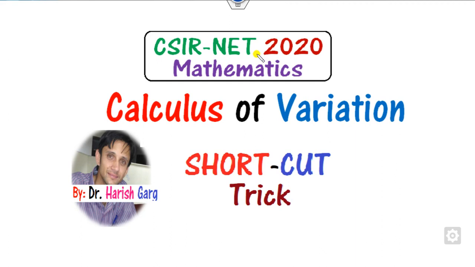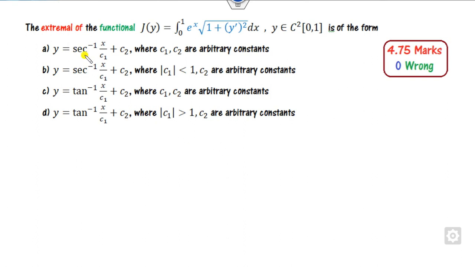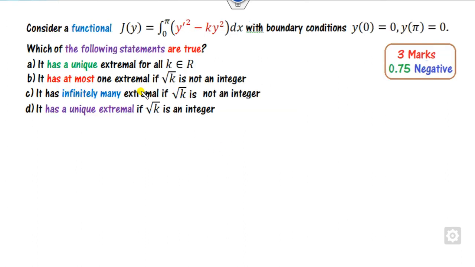This is related to the CSIR NET 2020 mathematics paper. We will see some shortcut tricks for how you can solve such questions, so let's quickly see what those questions are. The first question is from Part C, worth 4.75 marks, and you have to find the solution related to the extremal. The second question is again to find the solution, where C1 and C2 are constants. And in the third question, you have to check which one of the following is correct.